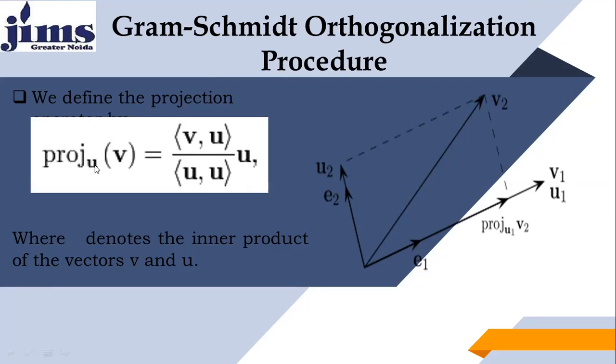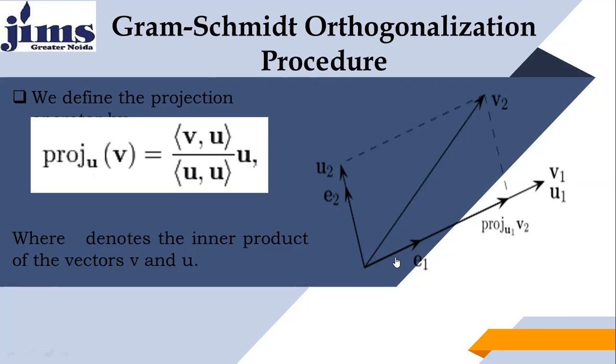And how do you draw the projection? You just draw a perpendicular line on the vector U. So if you want to find the projection of V on U, you have to draw the perpendicular line from V on U, right? The point where the perpendicular meets U is called the projection of V on U.